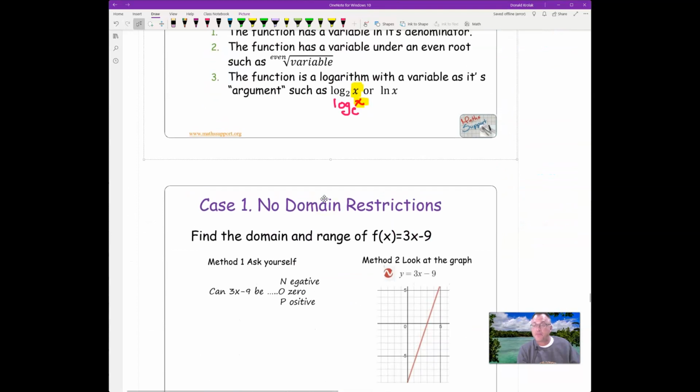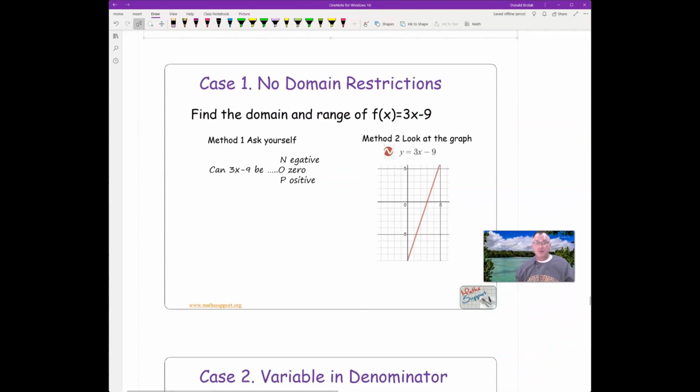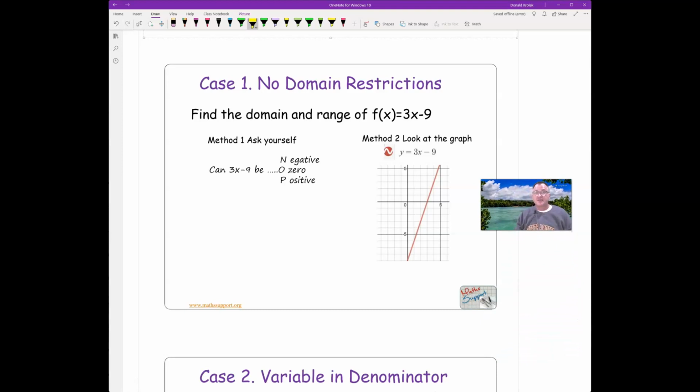All right, so let's take a look at this first one here. If you notice right off the bat, this does not have a variable in the denominator. It doesn't have a variable under a root, and there are no logarithms. So this is going to have a domain of all real numbers because it doesn't fit any of those restrictive cases.